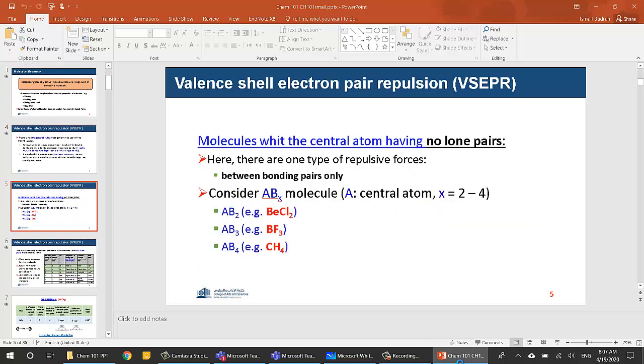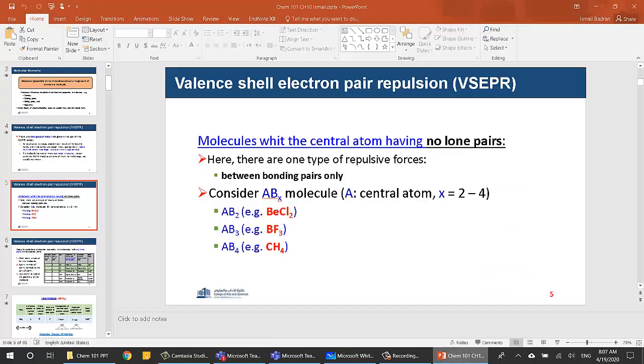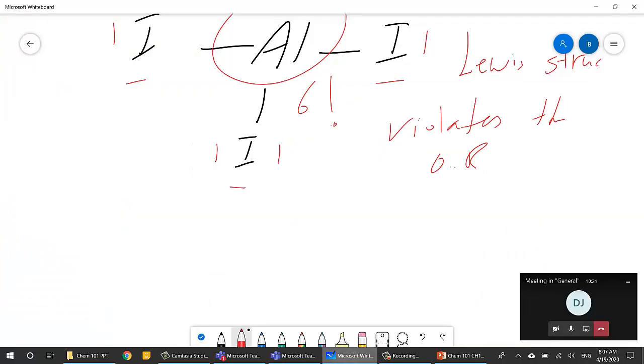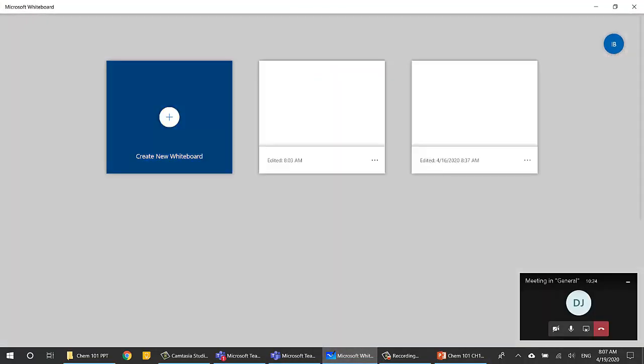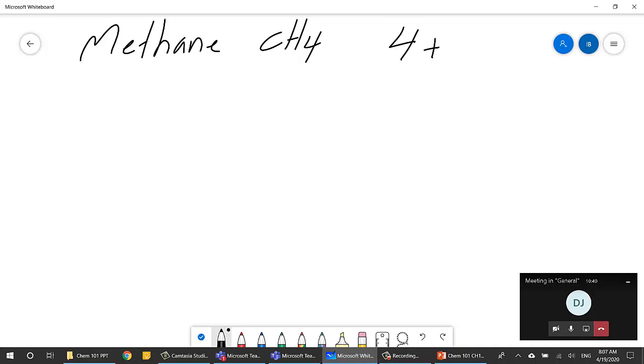Now, let's take an example, and I will show you what VSEPR is all about. Let's imagine that we are going to talk about methane, which is CH4. Carbon is in the fourth group, so we have 4 electrons, plus 4 times 1, so we have 8 electrons total in this molecule. So we start by writing, or drawing, the Lewis structure.